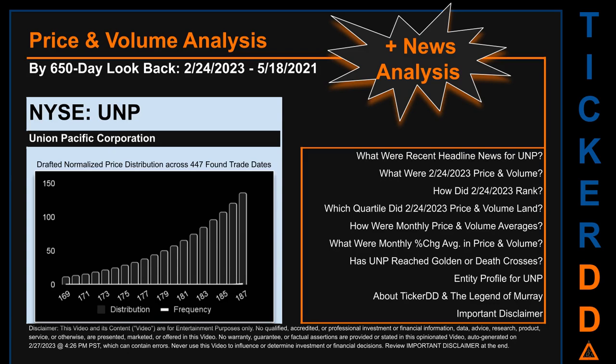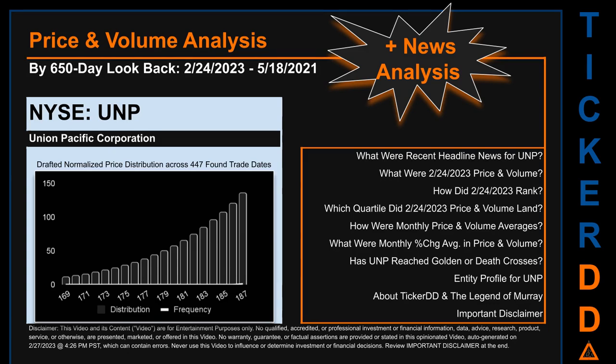UNP went public on June 20, 1969, which was roughly 53 years and 8 months ago. Looking back 650 calendar days from Friday, February 24, 2023 to Tuesday, May 18, 2021, we found 447 applicable trade dates for use in our analysis.